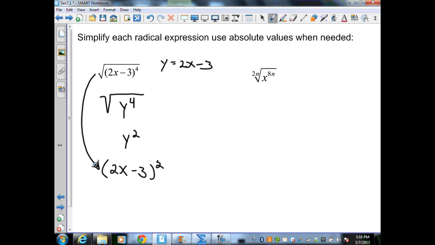I can either follow this route of substitution or go directly to the solution. Here again, knowing that I have an index of 2n and an exponent of 8n, all I need to do is take that exponent divided by the index, 8n divided by 2n. The n's will cancel, leaving me x to the 4th.